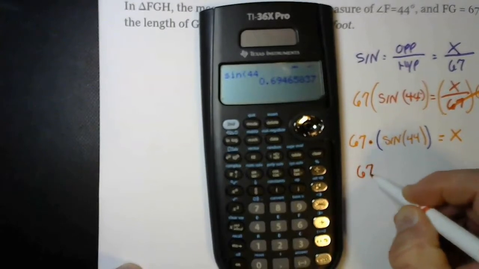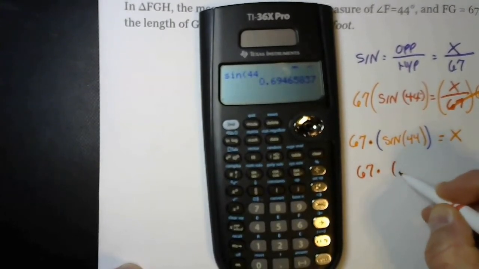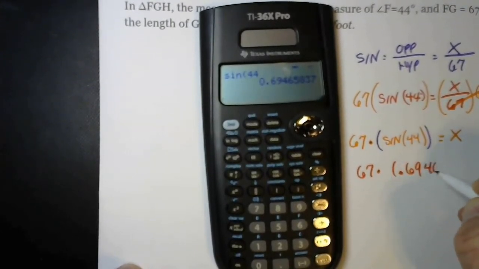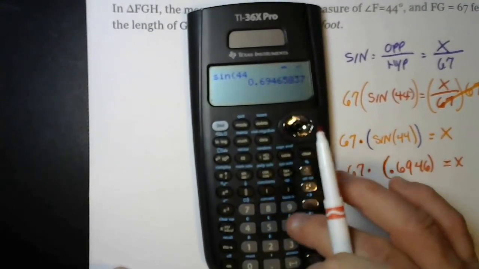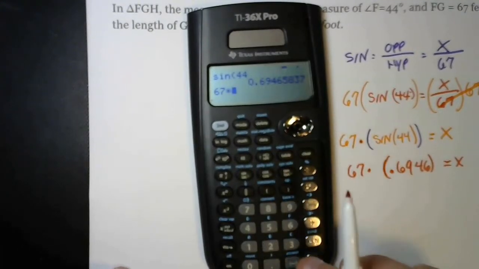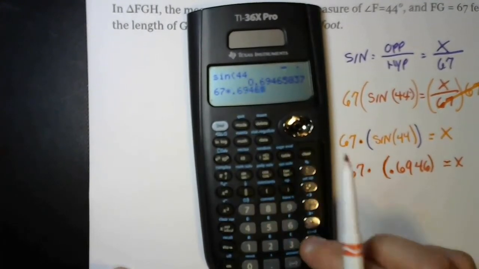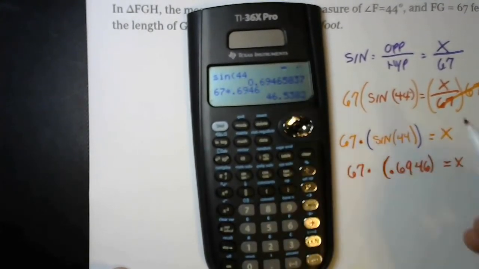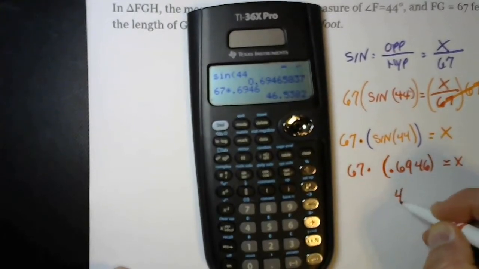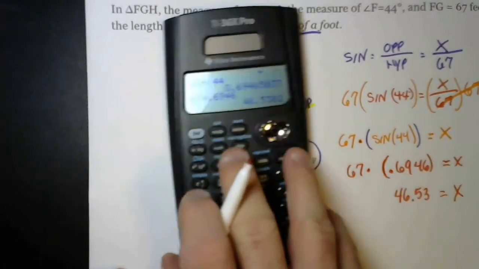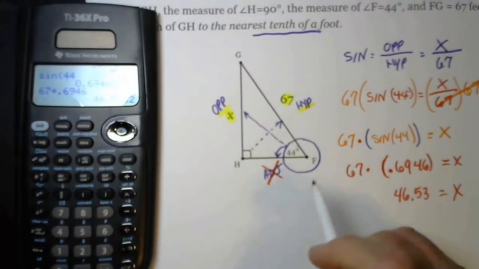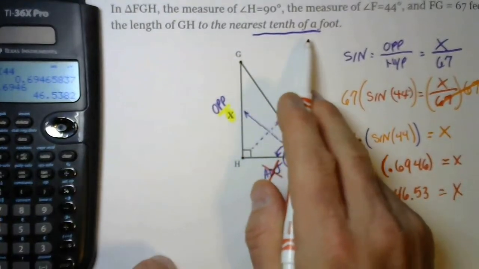So I've got 67 times 0.6946 equals x. So now I just put that in my calculator. 67 times 0.6946 equals, and I get 46.53. 46.53 equals x. Now, this said round to the nearest tenth.